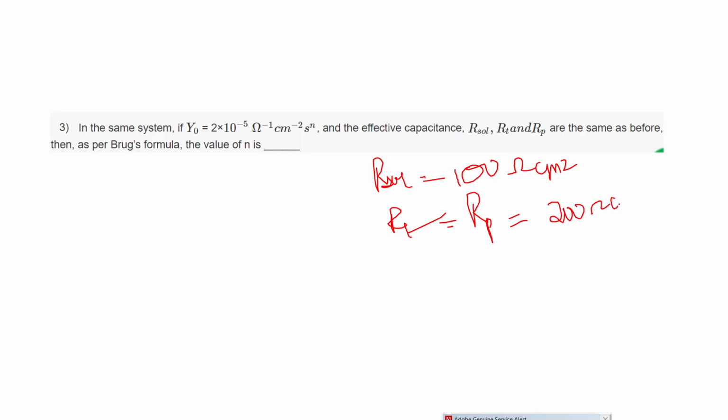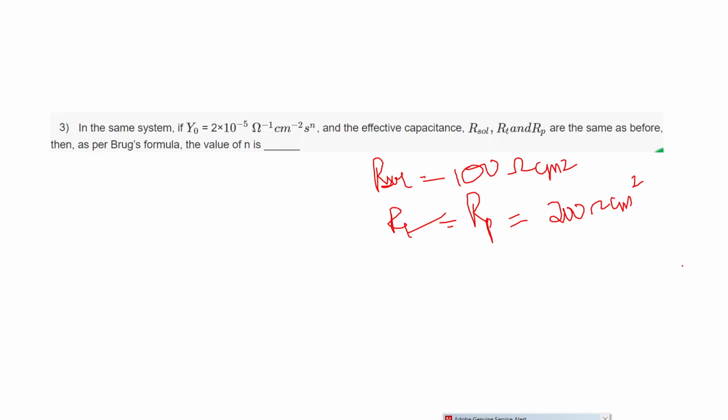Okay, you have all this, and you're supposed to use Bragg's formula. Please do it. You have to find out the n value. The question is that the effective capacitance is also the same as before.